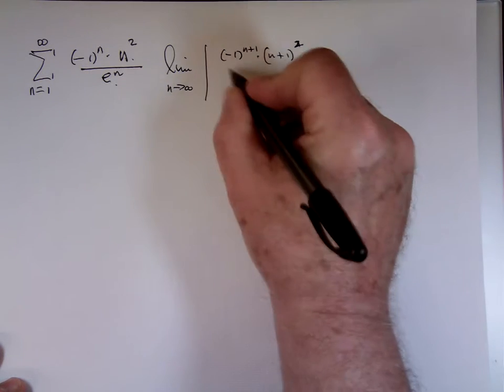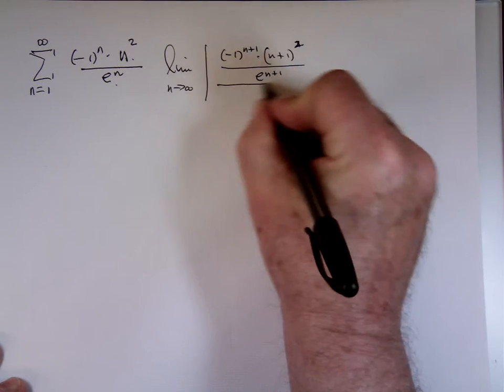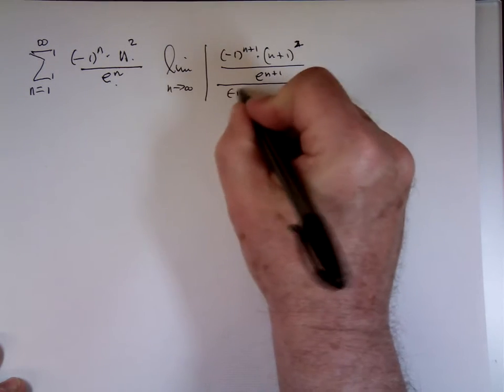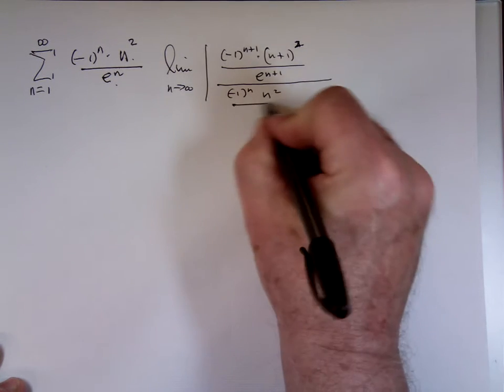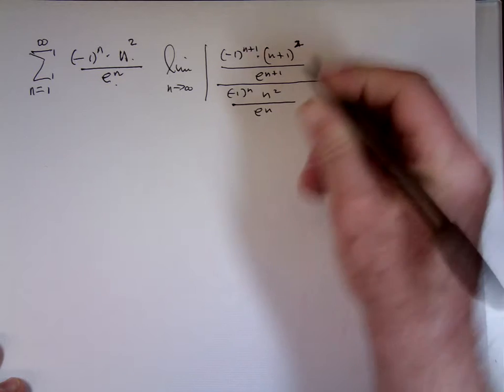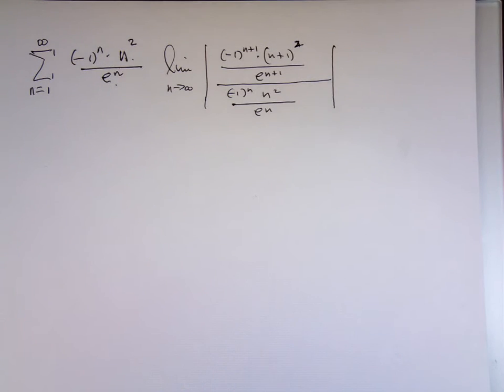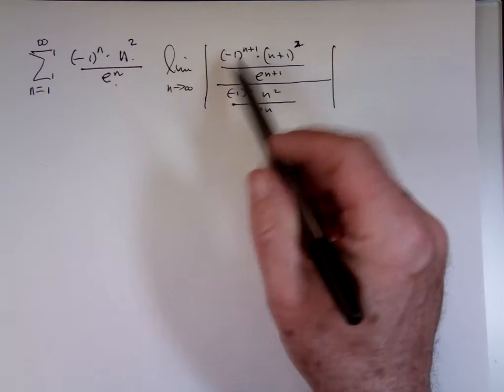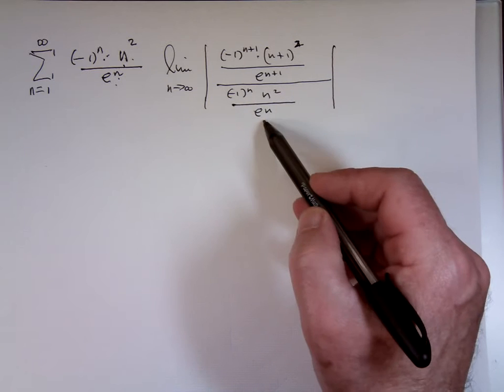N plus first term over the nth term. Okay? Is everybody okay with that? So just do n plus 1 every single time? Replace n with n plus 1, n plus 1, n plus 1. This down here are just the n's.